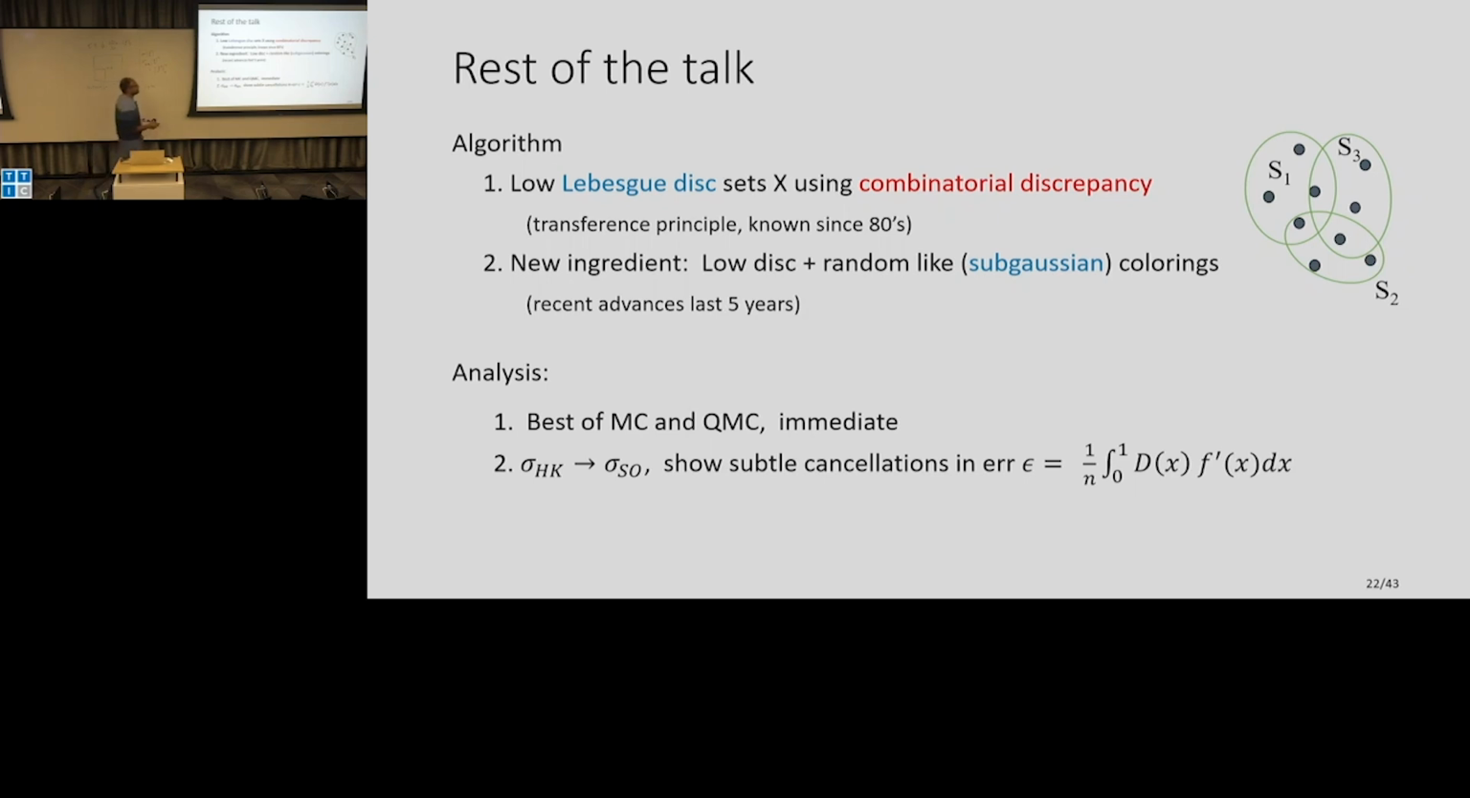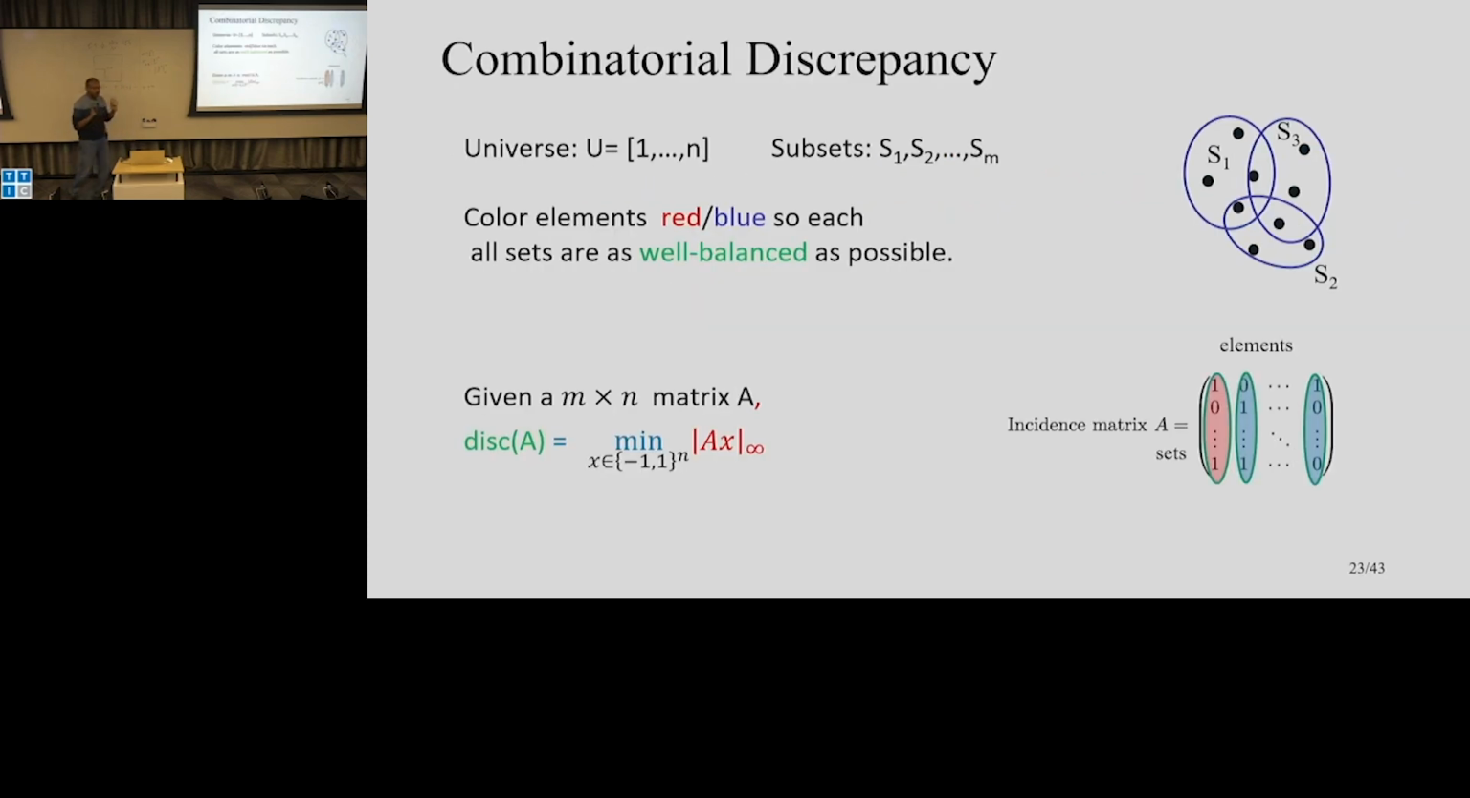Okay. So I'll spend some time here, and then once we set things up, the analysis will be pretty easy. Maybe I'll spend 5 minutes. This best of MC and QMC will be completely immediate once we see this, and then maybe I'll say a couple of words about how to get this. Good. So that's the plan. Let's talk for the next 5 or 6 minutes about what this combinatorial discrepancy business is.